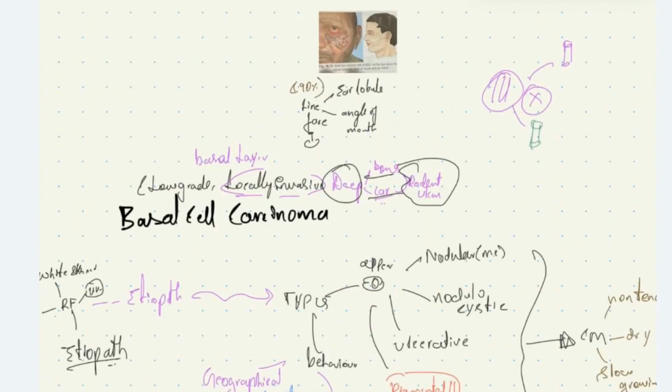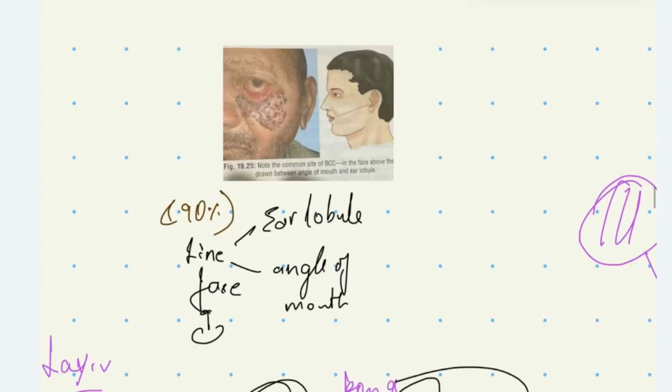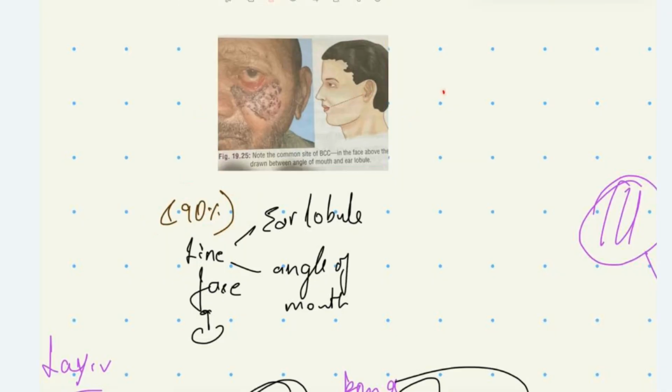What is the typical location of basal cell carcinoma? Around 90% of basal cell carcinoma is seen above the line joining ear lobule to angle of mouth. Above this, 90% of lesions are seen. Here you can see the lesion of basal cell carcinoma.